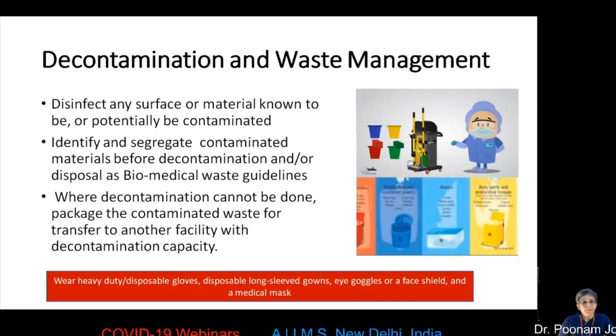Regarding decontamination and biomedical waste management, disinfect any surface or material known to be or potentially be contaminated. We have to identify and segregate contaminated material before decontamination and or disposal as per biomedical waste guidelines. Where contamination has occurred but the process of decontamination is not possible, like in the laboratory, we need to package the contaminated waste for transfer to another facility with decontamination capacity. So while decontaminating the equipment and the biomedical waste generated as a result of patient care, one has to ensure that heavy duty gloves are put on along with a disposable long sleeved gown, eye goggles or a face shield, and a medical mask.